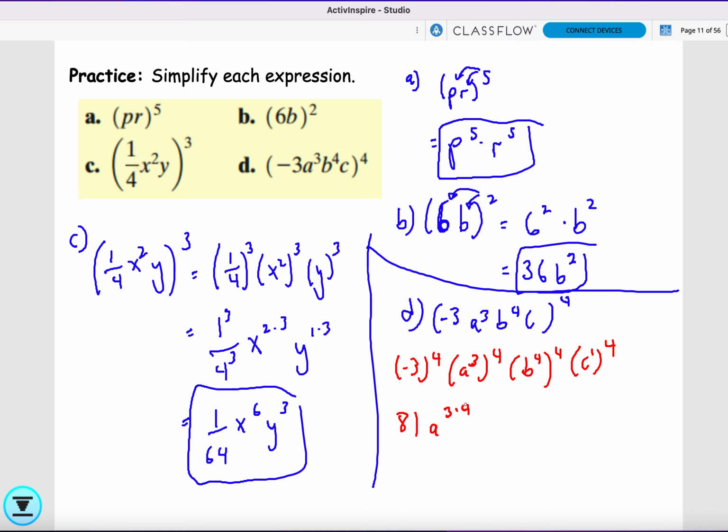3 times 4. 4 times 4. 1 times 4. So then we get 81a to the 12th, b to the 16th, c to the 4th power. And we are done with this practice problem. Try not to overthink this, guys. It's pretty much the main setup here.